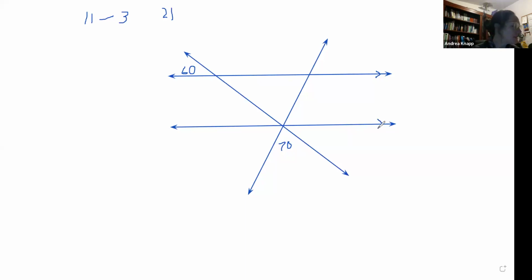The vertical angle? Yeah, the vertical angle directly across from it would be 60. And likewise, we have a vertical angle here directly across from 70. So that's angle 5 would be 60 degrees and angle 9 would be 70 degrees.